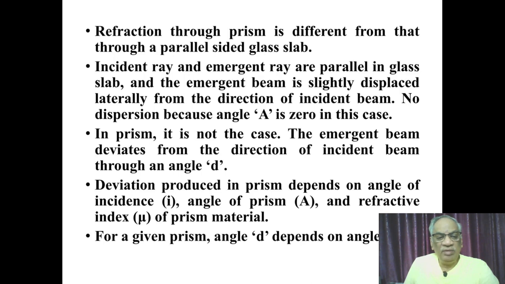The emergent beam deviates from the direction of the incident beam through an angle d. Deviation produced in a prism depends on the angle of incidence I, angle of prism A, and refractive index mu of the prism. For a given prism, the angle of deviation depends on I, A being constant.